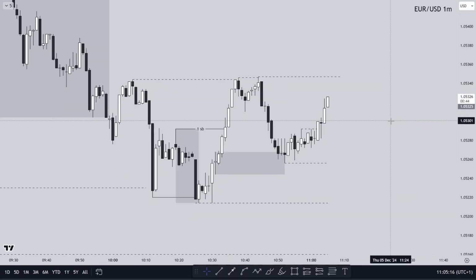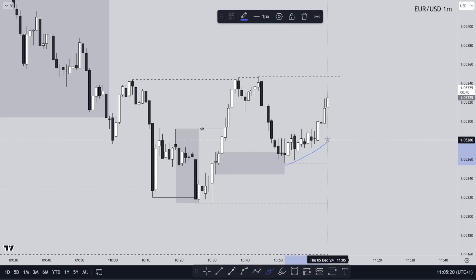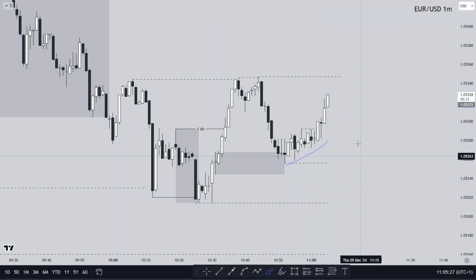For the moment it's still 50-50 because we have a lot of liquidity below this minimum and price can drop again. So I need to see the price above this high to be bullish.